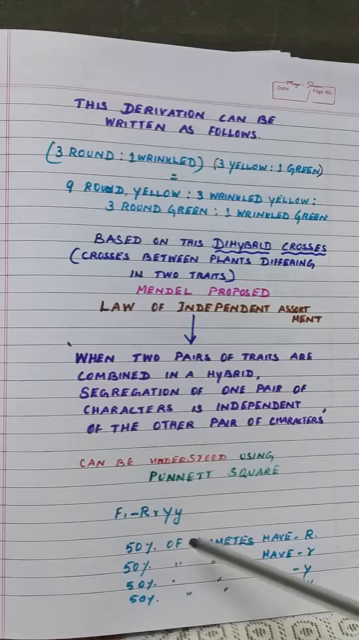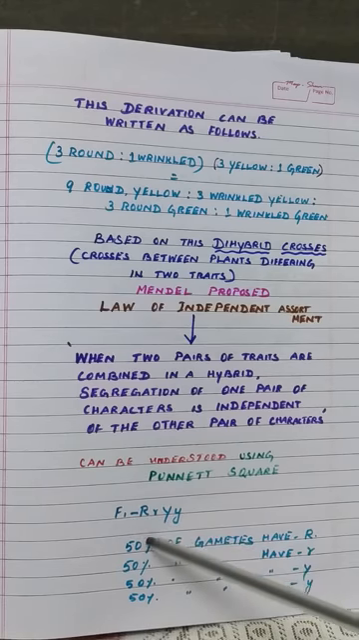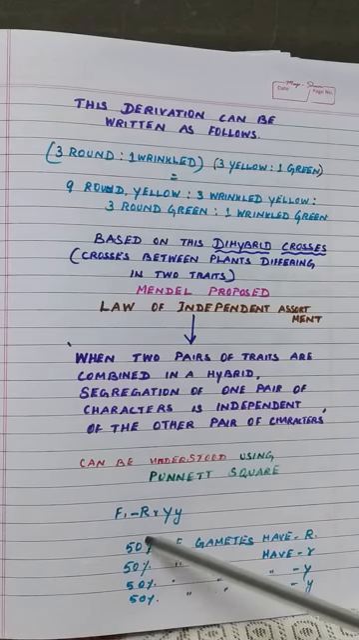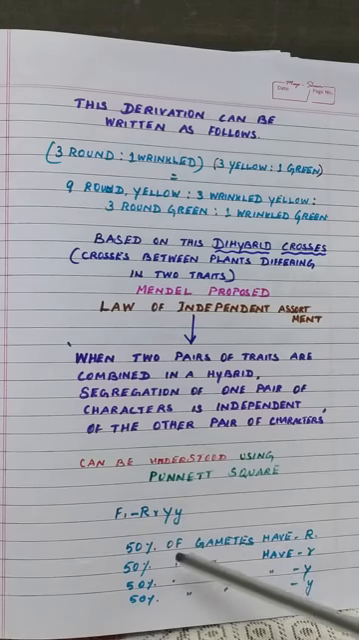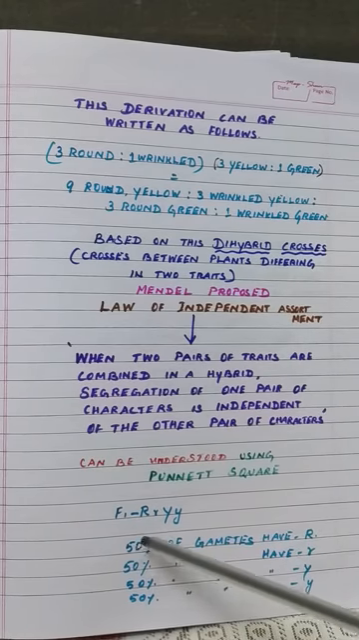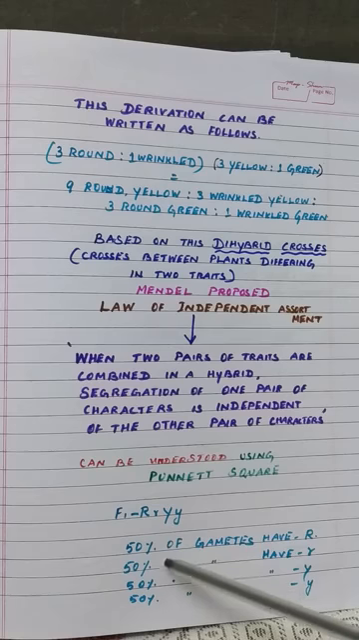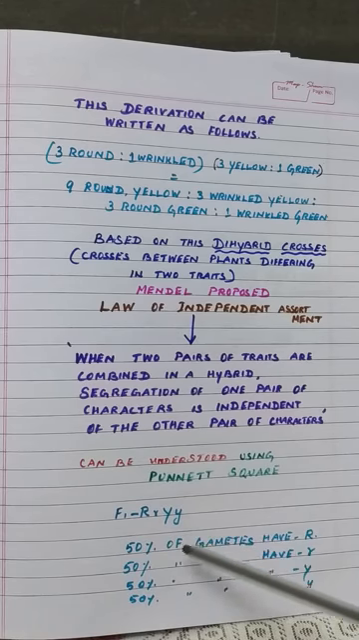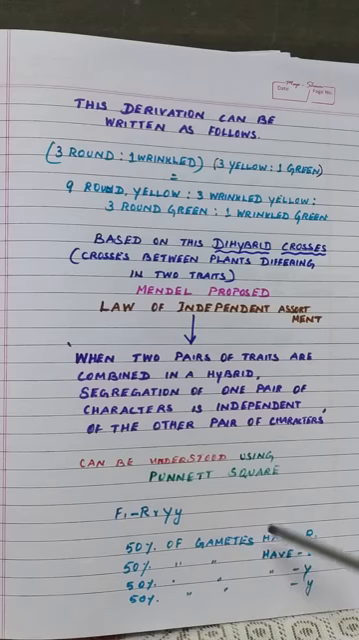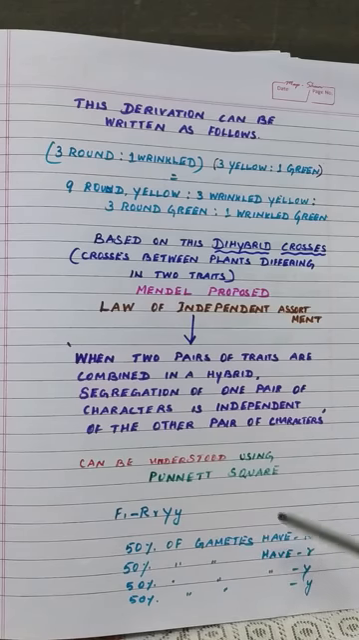Therefore, 50% of the capital R bearing gametes, they have capital Y and the 50% small y they will have. Similarly, 50% of the small r bearing gametes, they have capital Y and the other 50% they have small y. Thus, there are 4 different genotypes of gametes we get. In this way, we get 4 different types, all in the frequency of 1/4 of the total gametes produced. That is 25% of the total gametes produced.